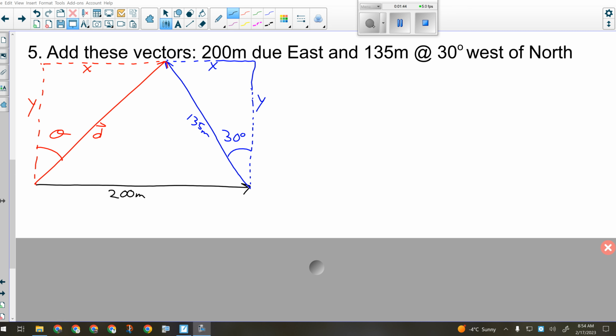Okay, so for this one here, we want to find all of our x's and y's. The x component for our 200 meter vector is 200 meters east. And its y component is 0 meters because it doesn't go north or south, right? It's not a triangle, it's a horizontal line.